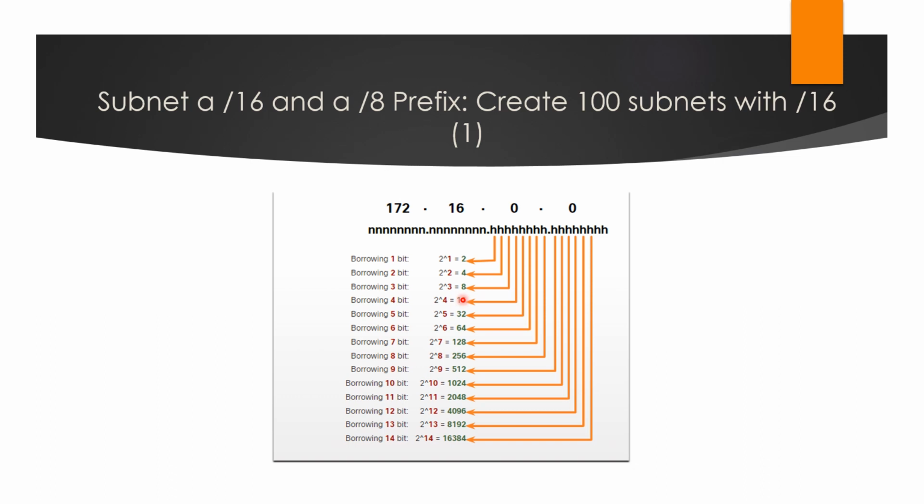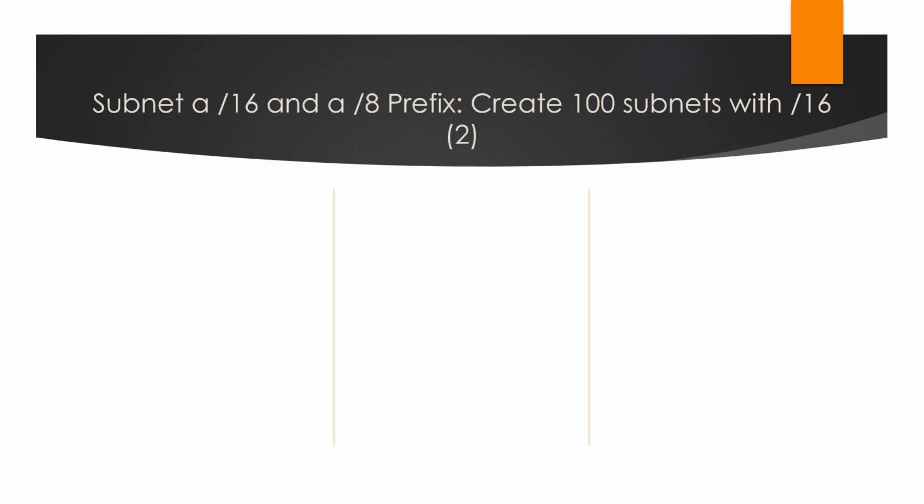So here you can see that for creating 100 subnets for the enterprise, you need to borrow 7 bits. By borrowing 7 bits, you are able to create 2 to the power of 7, 128 subnets. By borrowing 7 bits from the host portion in the third octet, you also have to change the subnet mask to reflect the borrowed bits.